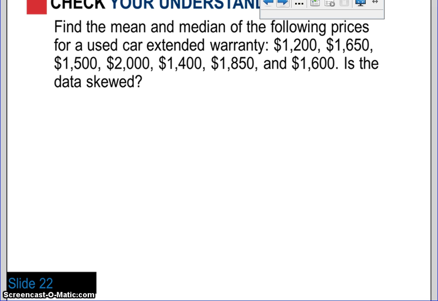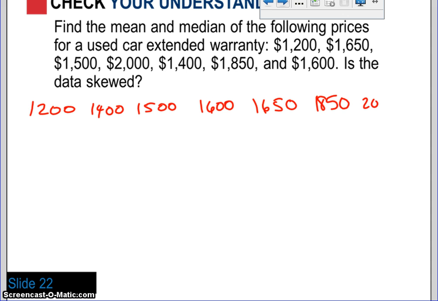Please press pause, go ahead and solve for this. When you're ready, come back. All right, so in this question, it's asking us to find the mean and the median. So quickly, let's get it into order. 1,200, 1,400, 1,500, 1,600, 1,650, 1,850, and 2,000.